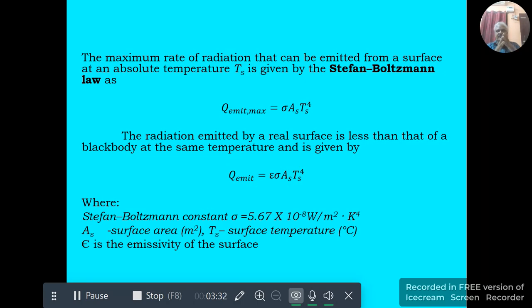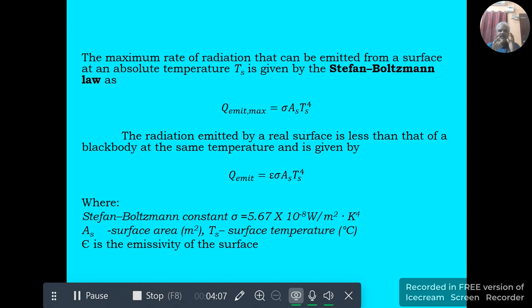The maximum rate of radiation heat transfer that can be emitted from a surface at an absolute temperature Ts is given by the famous equation known as the Stefan-Boltzmann law, where Q maximum emitted from a surface is equal to σAT⁴. Here σ stands for the Stefan-Boltzmann constant, which is equal to 5.67 × 10⁻⁸ watt per meter square Kelvin to the power 4, A is the surface area, and T is the surface temperature.